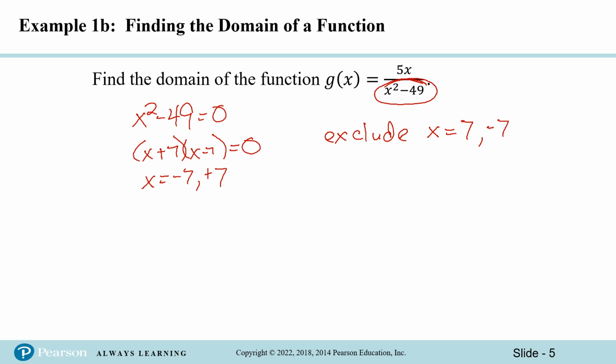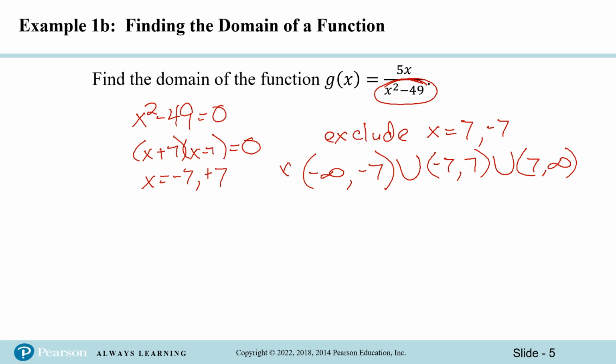We would write the domain in interval notation by going negative infinity to negative 7. Do not include the negative 7. Union, negative 7 to positive 7. Union, 7 to infinity. So what this says right here is basically exclude 7 and negative 7 from the domain. You cannot use those two numbers for x.